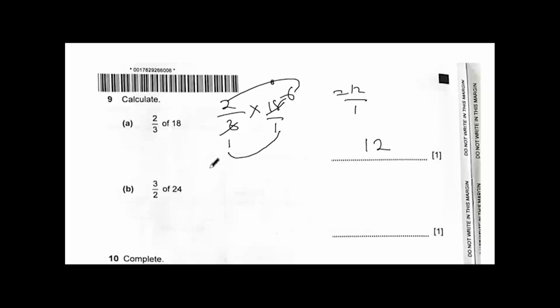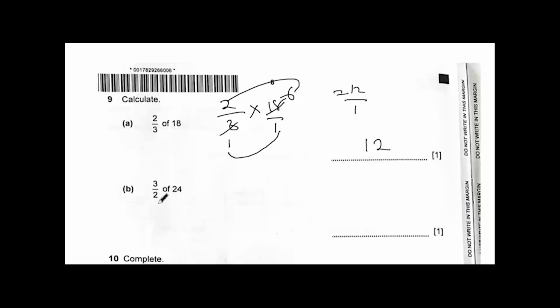Calculate 2 out of 3 of 18. This could be written as 2 out of 3 times 18, and 18 is the same as 18 out of 1. So 3 goes in 3, you have 1. 3 goes in 18, you have 6. So if you multiply 2 by 6, you have 12 out of, if you multiply 1 by 1, you have 1, which is the same thing as 12.